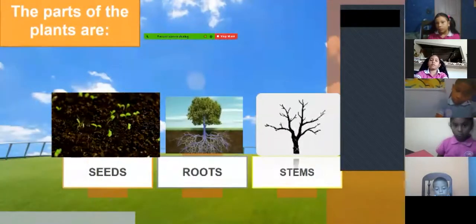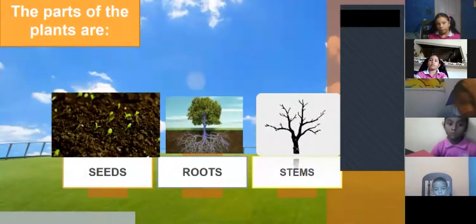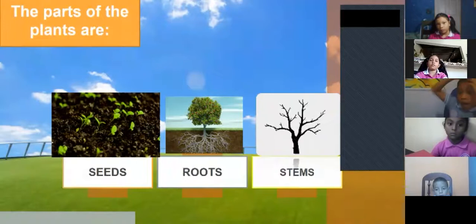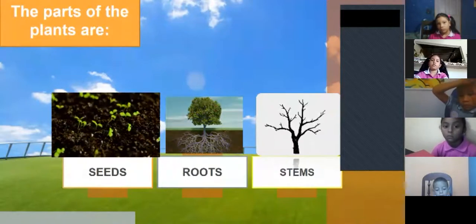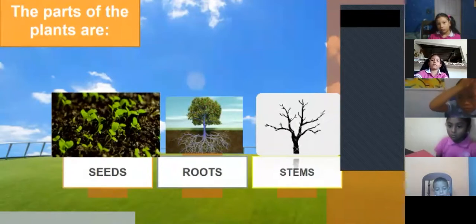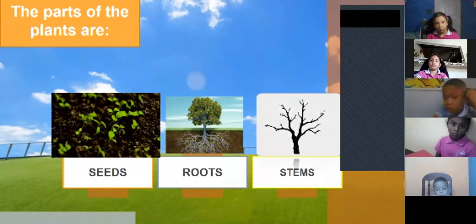The parts of the plant are seeds, roots, stem. Las partes de la planta son semillas, raíces y el tallo.